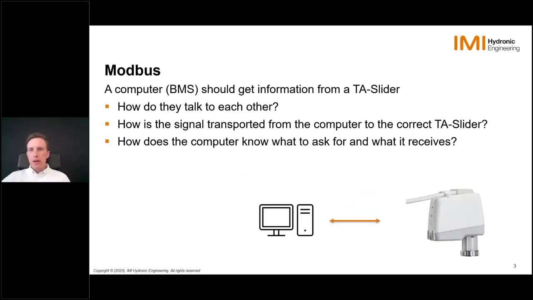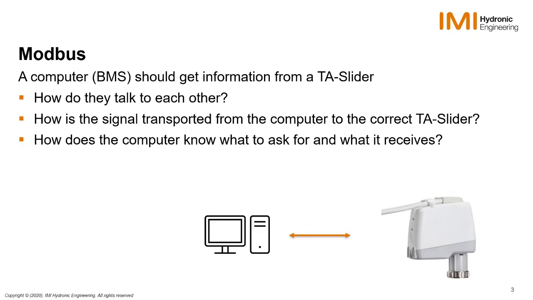But today we'll speak about Modbus. As a first slide, I have some questions here. We have a computer, or a BMS system, that should get information from a TA-Slider. The questions I have today are: how do they talk to each other? How is the signal transported from the computer to the correct TA-Slider? And how does the computer know what to ask for from the slider and what it receives?